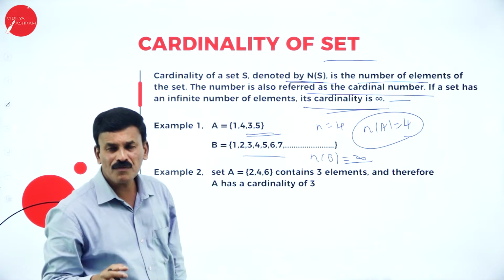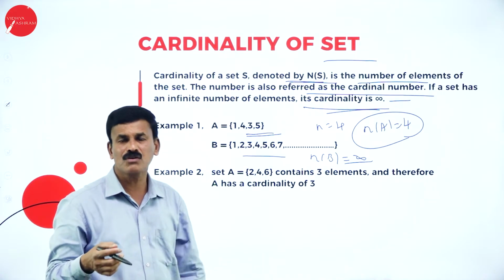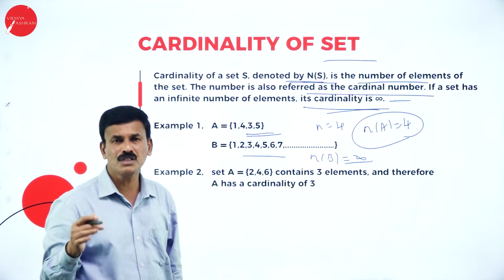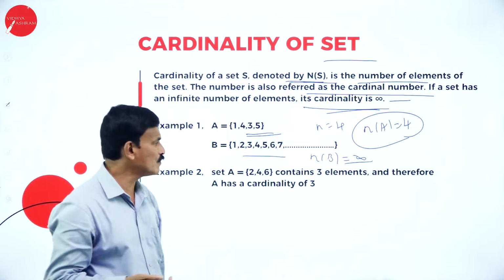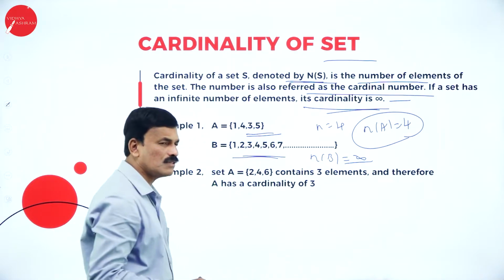If the number of elements is finite, then we get a finite number as the cardinality. If the number of elements is infinite, then the cardinality of that infinite set is infinity. So, these are the examples for the cardinality of a set.